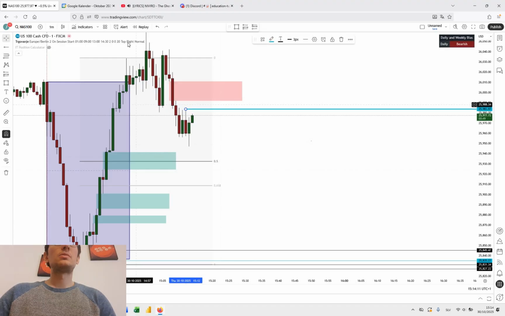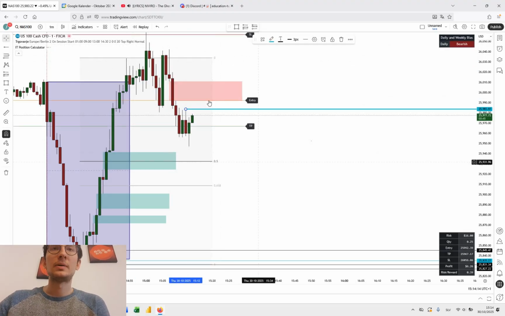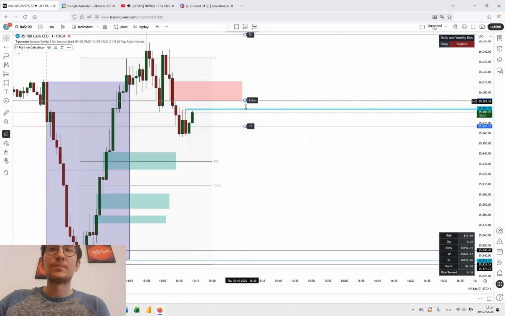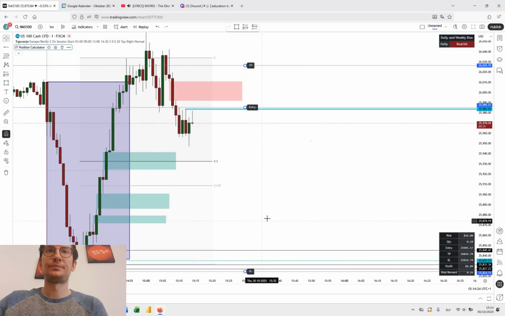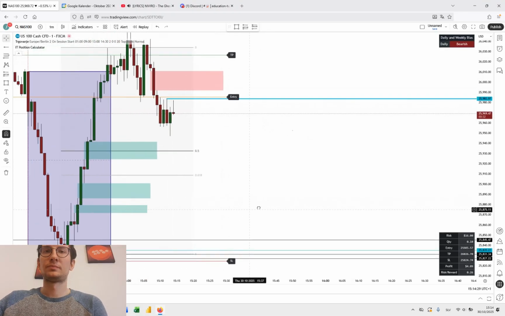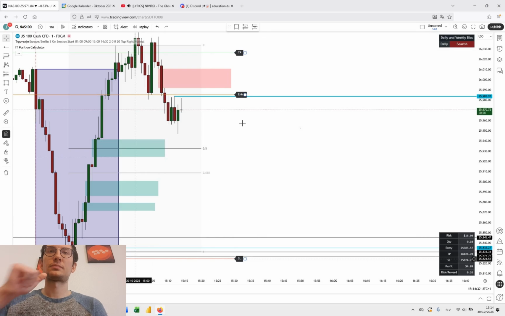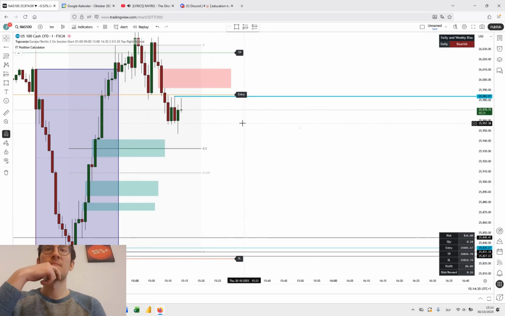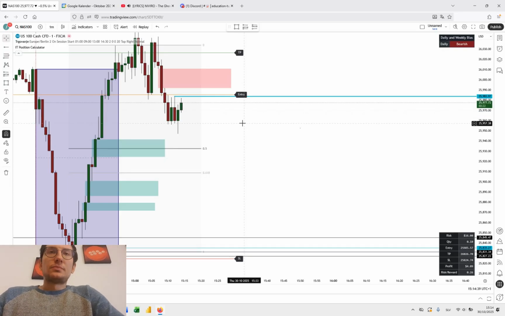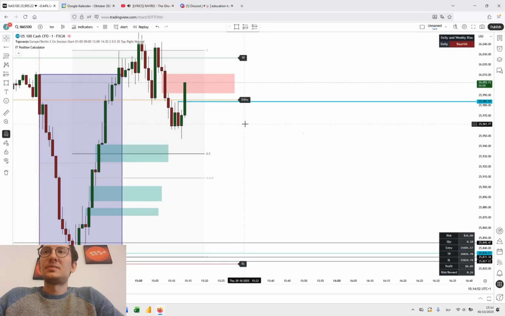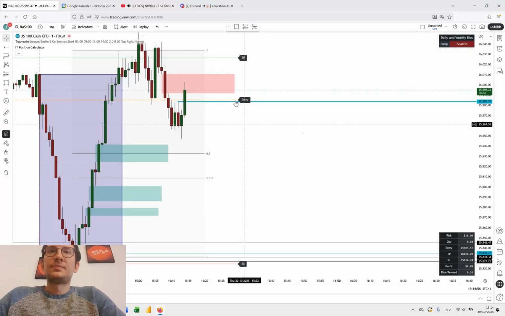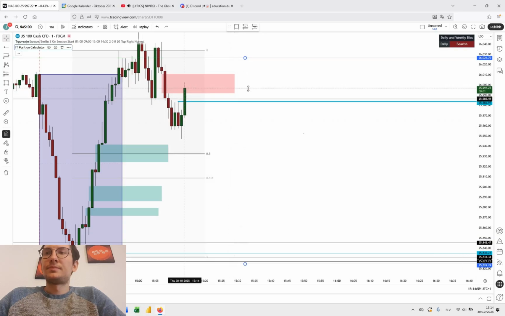Okay, it seems that we are printing now. I'm gonna start building my position. Oh shit. Okay. Yeah, let's take a look.